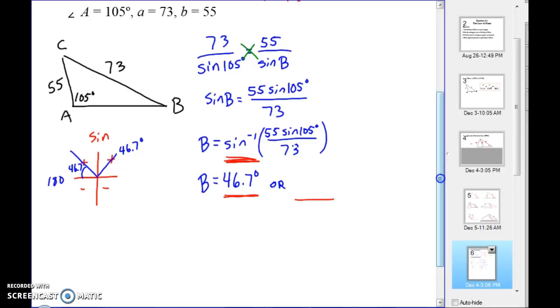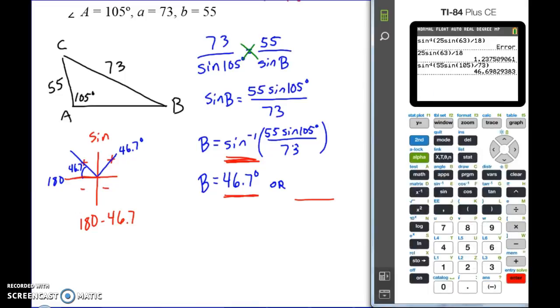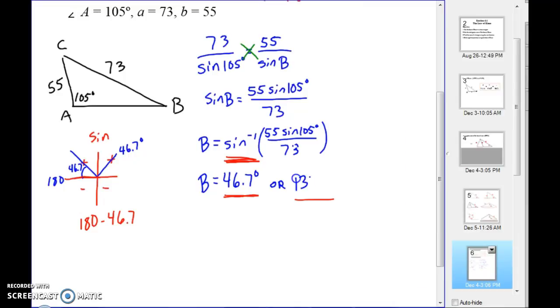So it's going to be 46.7 degrees less than 180. To find that other angle, I'm just going to do 180 minus 46.7. And my angle is 133.3 degrees. So this step actually has two different answers, and the calculator will only tell you one of them. You need to make sure you are thinking about and finding the other one.